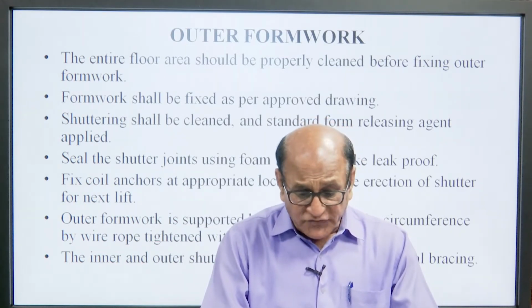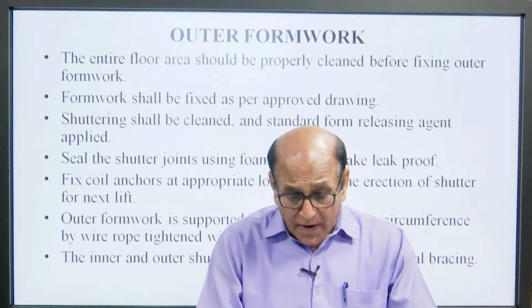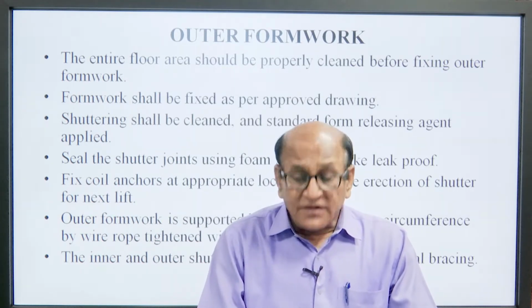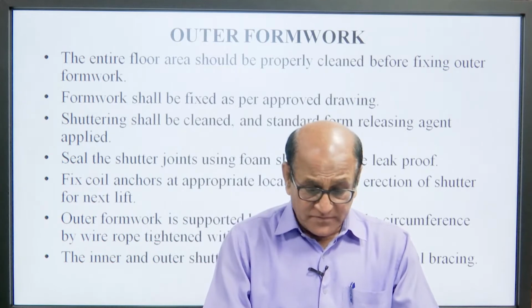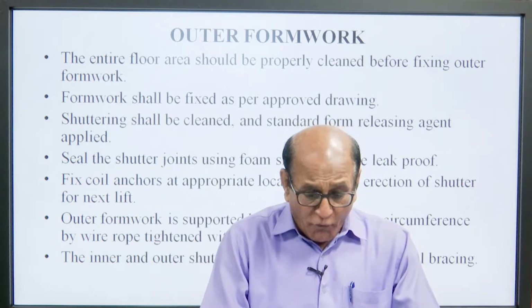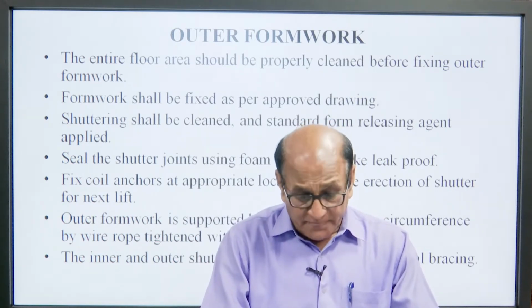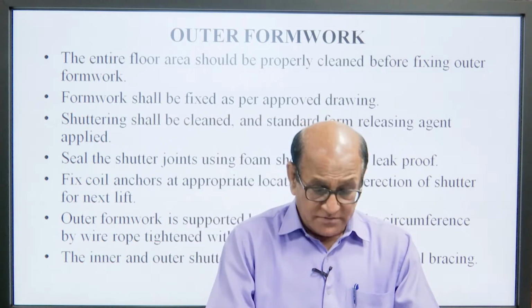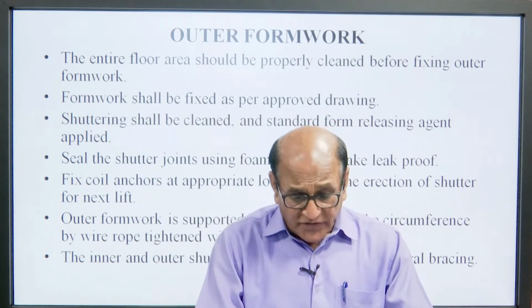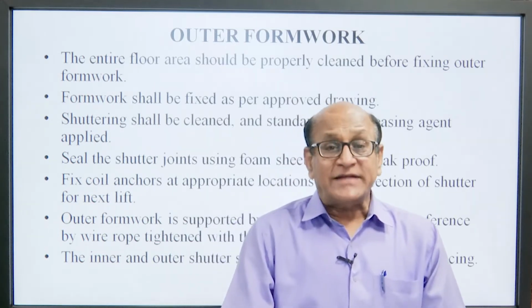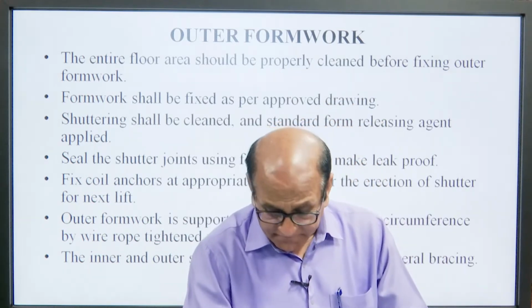Outer formwork is supported by encompassing the circumference by wire rope tightened with the turnbuckle. The inner and outer shutter should be connected by lateral bracing.